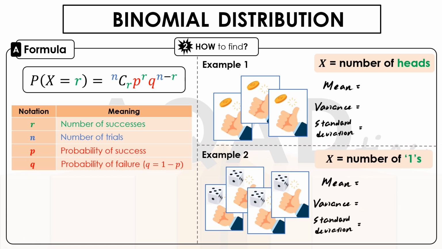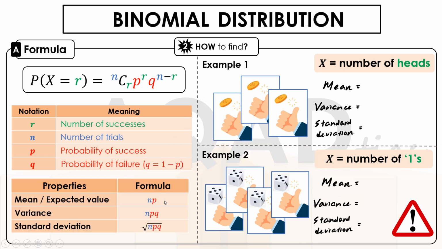And another thing to know is that for this kind of experiment, we can actually find the mean, variance, and the standard deviation, right, using these formulas. So for mean, or expected value, we just multiply n with p. So for example 1, it will be 3 multiplied by 1/2. So the answer is 1.5.